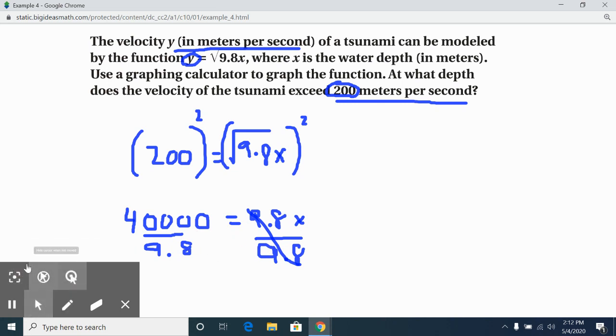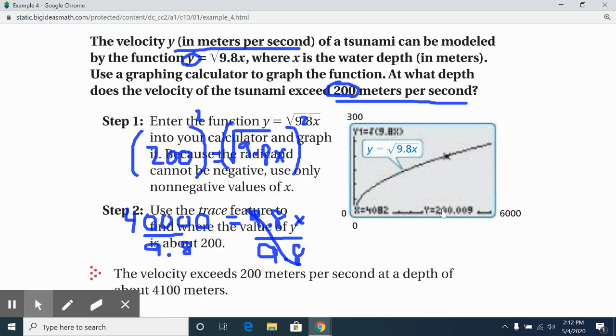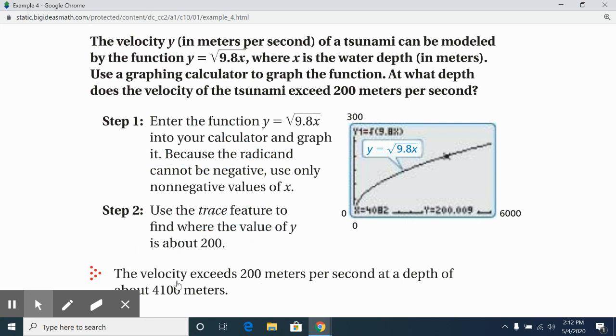And our answer should be at a depth of about 41,000 meters. So you're going to round to the nearest meter or whatever unit it is. Okay, so that's what we did here. So again, we just kind of square both sides. We plug 200 in for that variable. Okay, we square both sides, and then we just divide by 9.8. Looks really, really similar to the one you're going to see on your test.